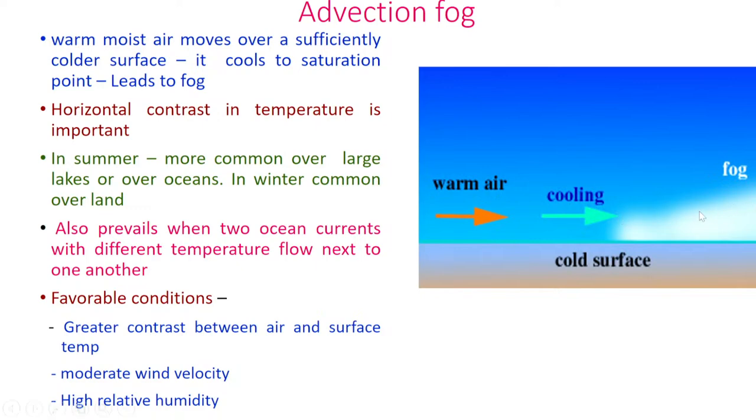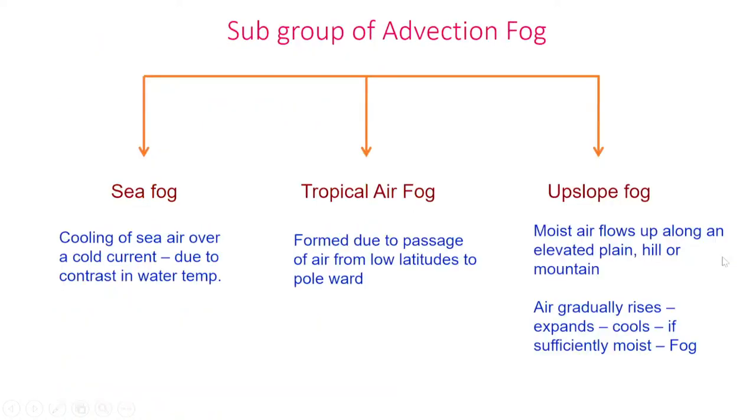Advection is another kind of fog that we see over the Indo-Gangetic plain. So these are the two kinds of fog, radiation fog and advection fog, that we mostly see over the Indo-Gangetic plain. The subgroups of the advection fog are the sea fog, tropical air fog and upslope fog.